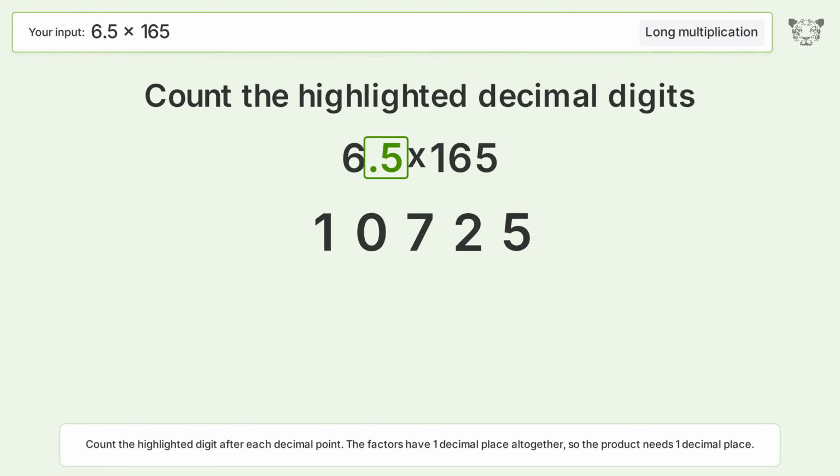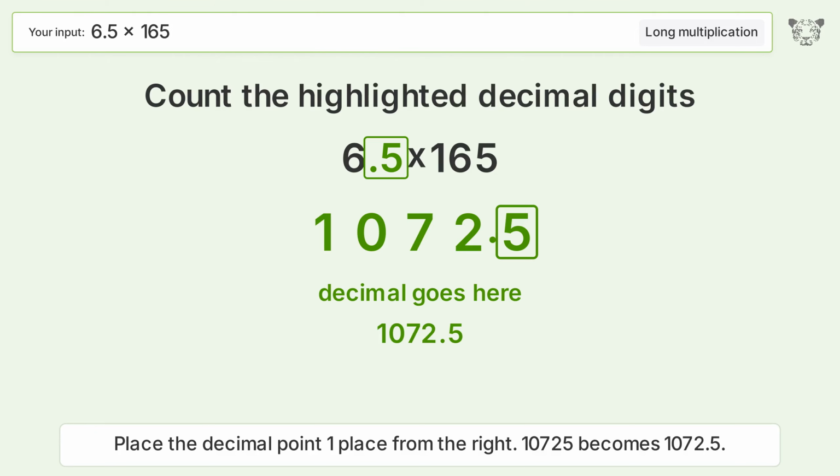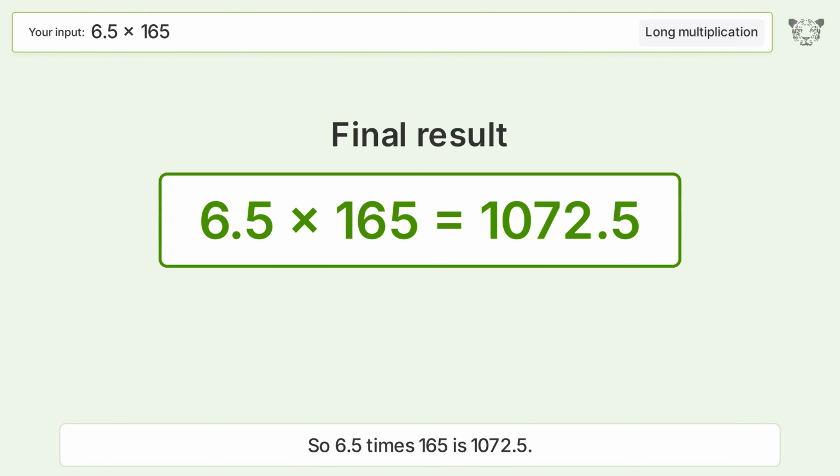Count the highlighted digit after each decimal point. The factors have one decimal place altogether, so the product needs one decimal place. Place the decimal point one place from the right. 10,725 becomes 1,072.5. So 6.5 times 165 is 1,072.5.